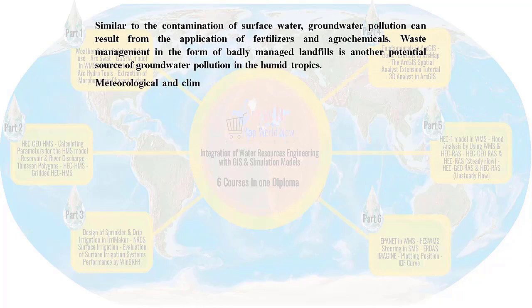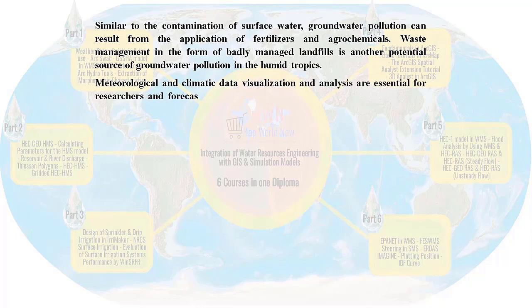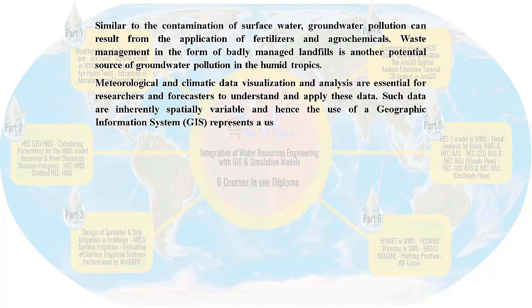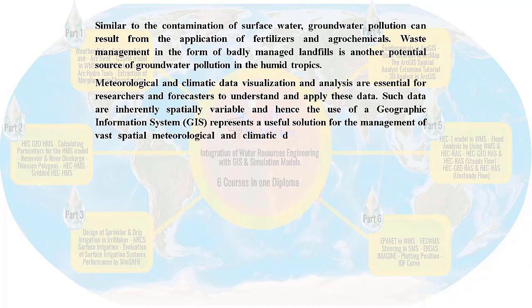Meteorological and climatic data visualization and analysis are essential for researchers and forecasters to understand and apply these data. Such data are inherently spatially variable, and hence the use of a geographic information system, GIS, represents a useful solution for the management of vast spatial meteorological and climatic data sets for a wide number of applications.